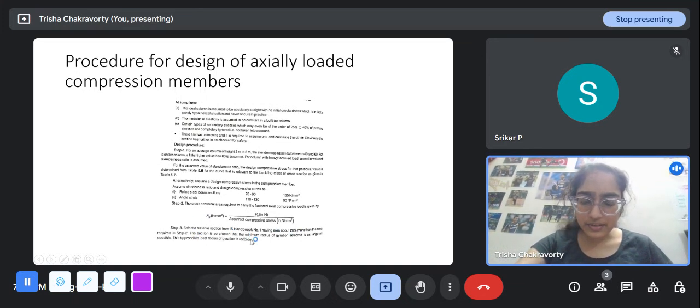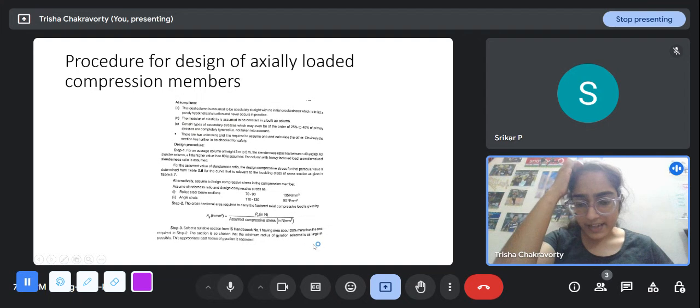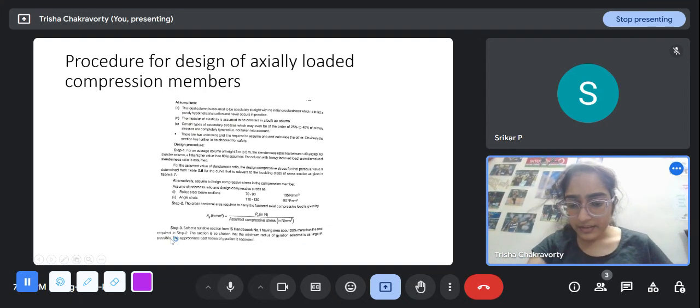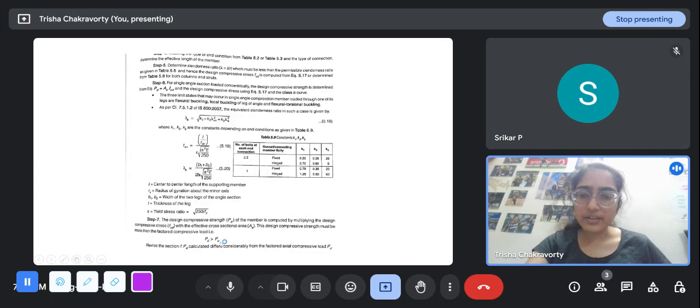The section is so chosen that the minimum radius of gyration is as large as possible. This appropriate least radius of gyration is recorded.